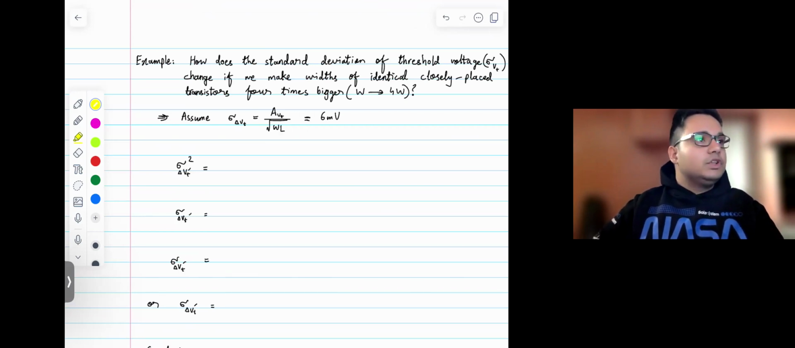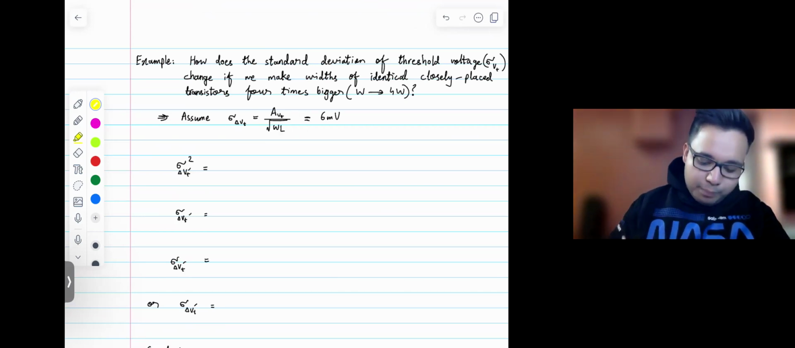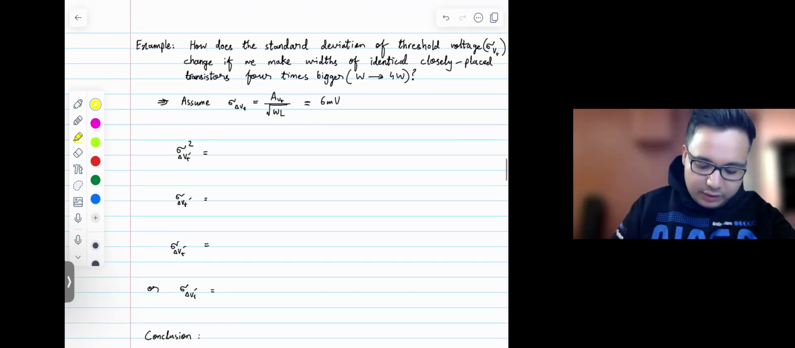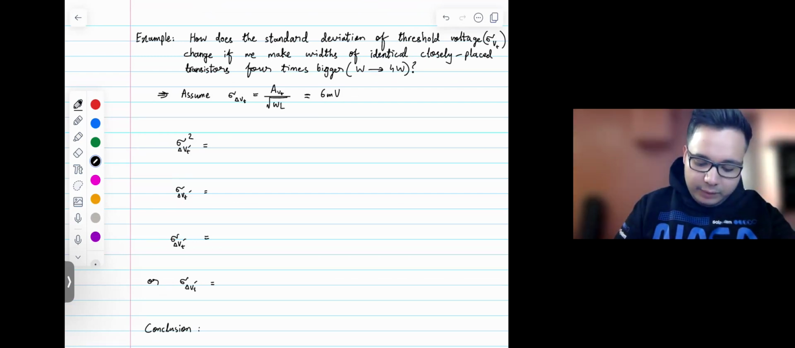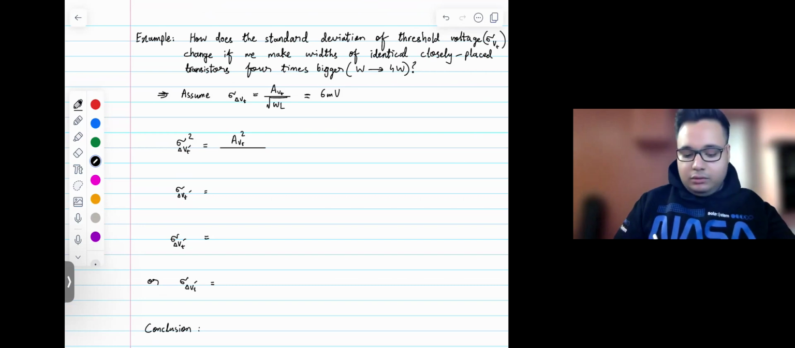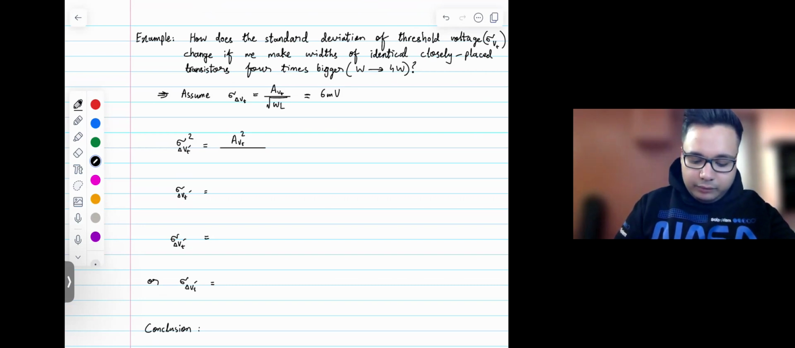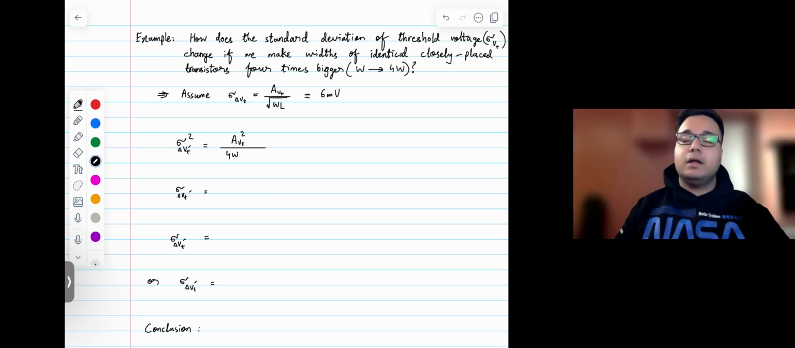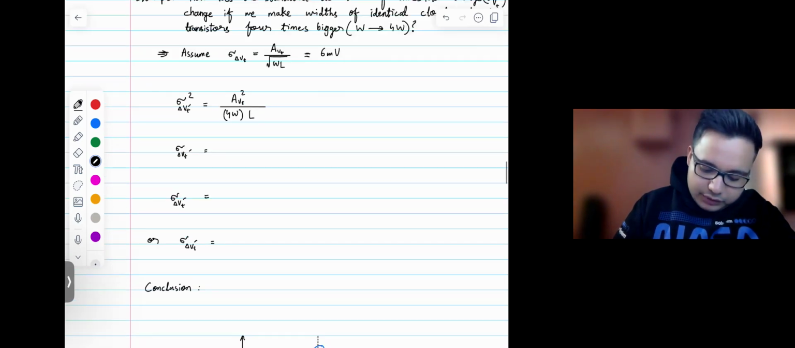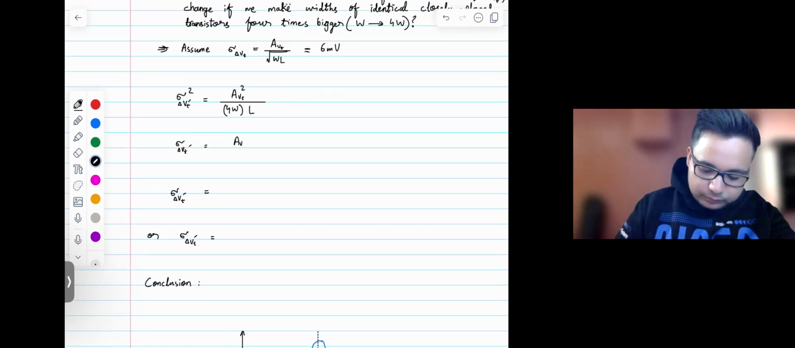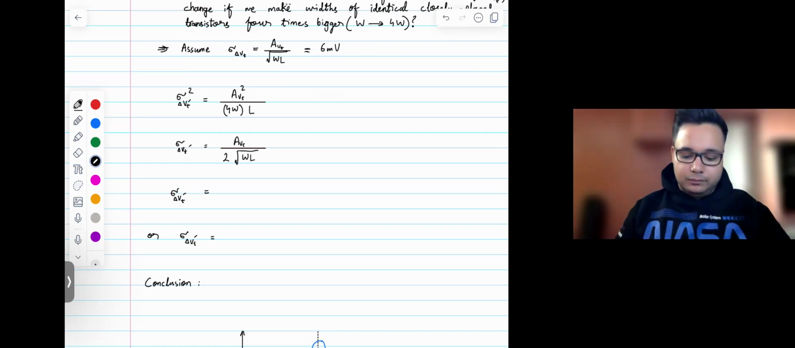How will the standard deviation of the threshold voltage change? Okay, so let's write down some equations from Pelgrom's law, right? We said that the variance in the threshold voltage, let's say delta VT prime, would be A VT squared over, now instead of WL, it would be 4WL because we have increased the width by 4 times. Okay. And the standard deviation is just the square root. So that would be A VT over 2WL. Okay.